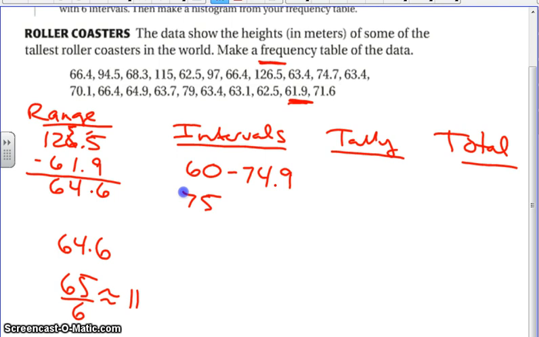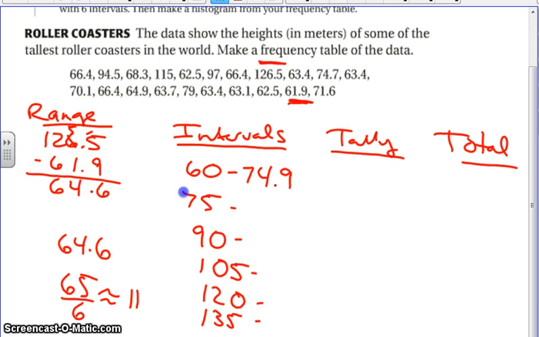What is 75 plus 15? 90. Good, 90, and 90 plus 15? 105. You guys are quiet. 105 plus 15? 120. 120, and do we have 6 intervals? Oh, we need one more. So 120 plus 15? 135. 135. Now let's finish by saying where these intervals end.